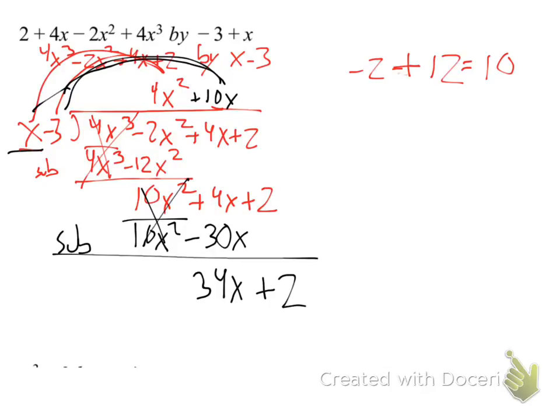How do I make an x a 34x? Times it by 34. 34 times x, 34x. 34 times negative 3 is a negative 102. 30 plus 30 plus 30 is 90. 4 plus 4 plus 4 is 12. And so 90 plus 12 is 102.